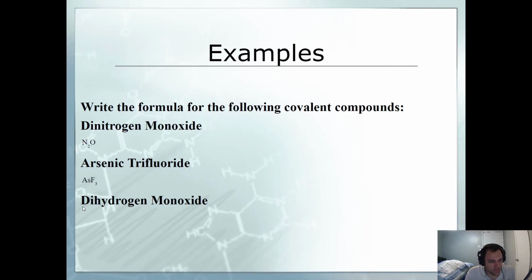Same thing on this last one, dihydrogen monoxide. So dihydrogen, the di means you've got two of them. And then monoxide, mono means there's only one oxygen. So this would look like H2O.